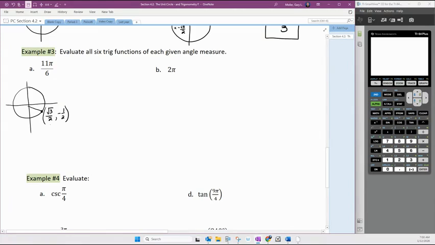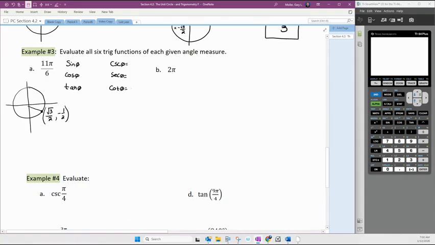Whenever we're asked this question, I'm going to organize my work the same way to make it easy on myself. Sine of theta first, cosine of theta, tangent of theta. I'm going to find those answers, and then I'm going to find the reciprocals of those. So I'm going to make sure to align those correctly: cosecant of theta, secant of theta, and cotangent of theta.